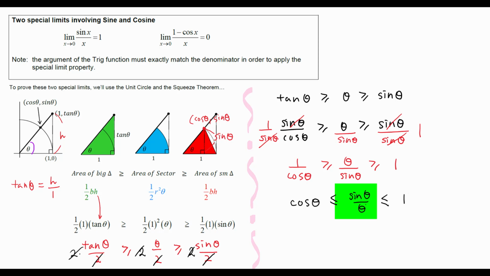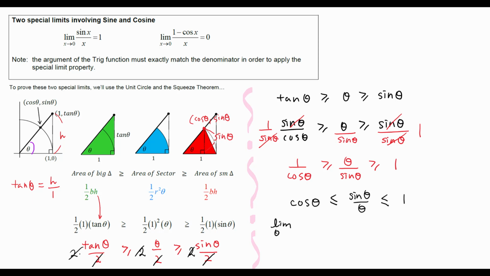Because direct substitution will cause me to get sine of 0 over 0, which is 0 over 0. This is why we had to do all this work to figure it out. What is the limit of sine theta over theta as theta approaches 0? So now we're going to apply the Squeeze Theorem.